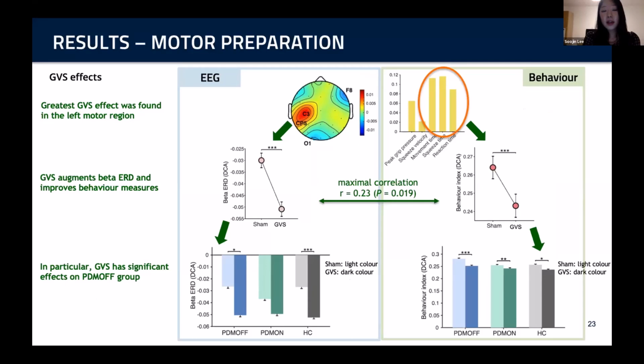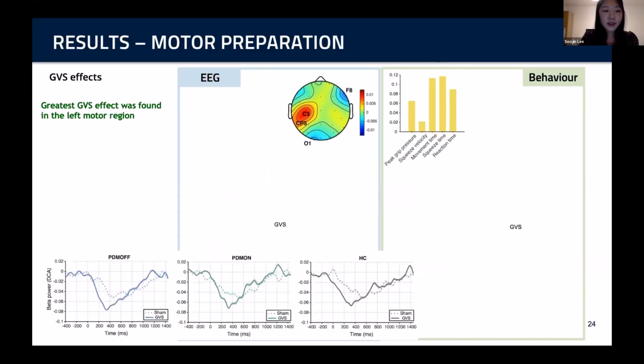What we found was that before movements, during the motor preparation period, the beta desynchronization becomes more prominent during stimulation, which was highly correlated with better behavior performance. And this is the time plot of the beta power. Here the dotted line is during sham, and the solid line is during GBS. You can see that the beta desynchronization becomes more prominent, and we found that it's related to the better performance in the motor task.